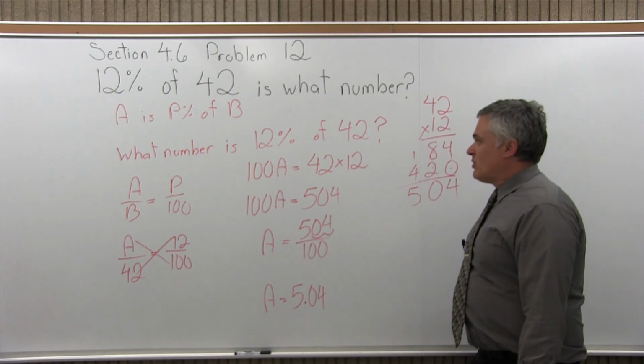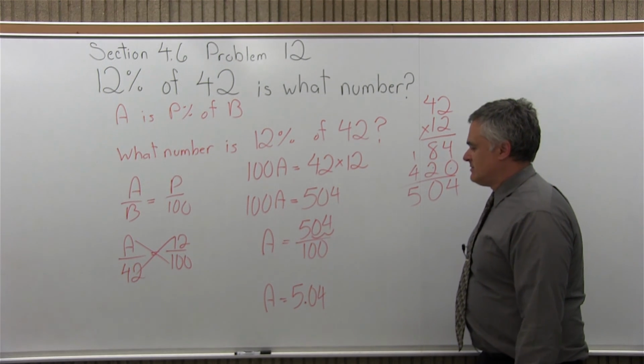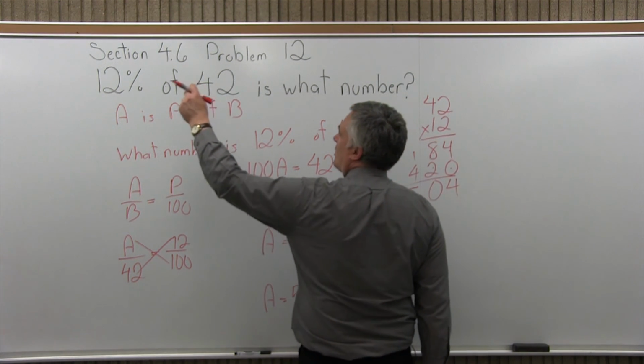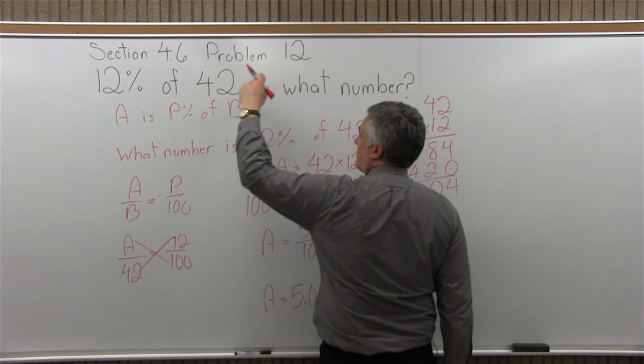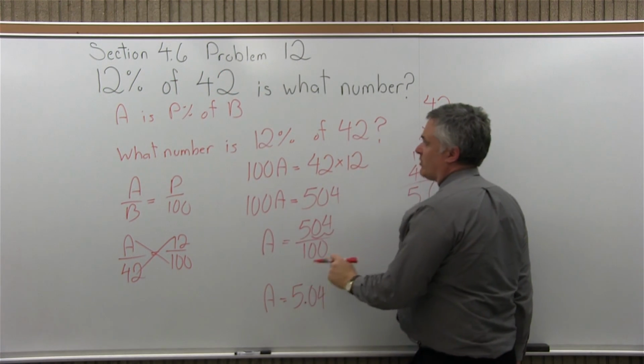So I get 5.04. So that's the answer. 12% of 42 is what number? 12% of 42 is 5.04.